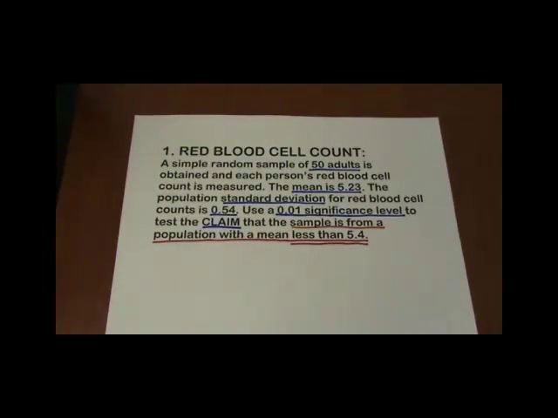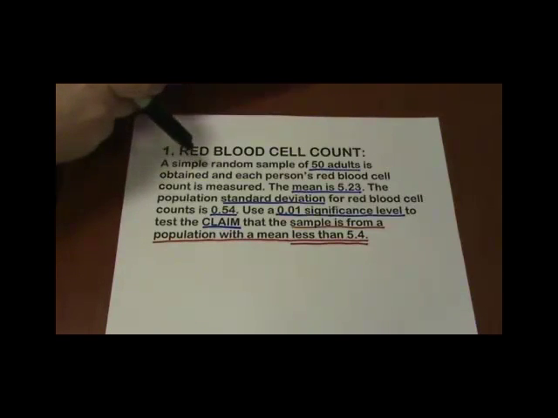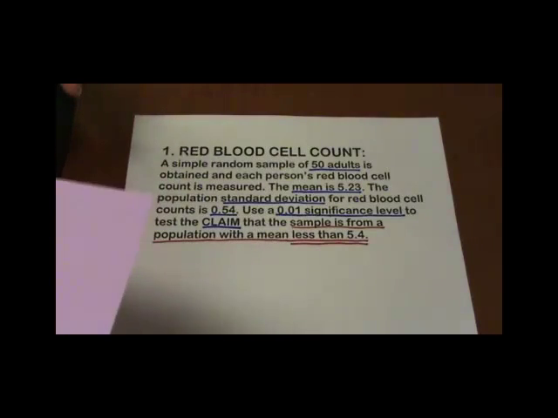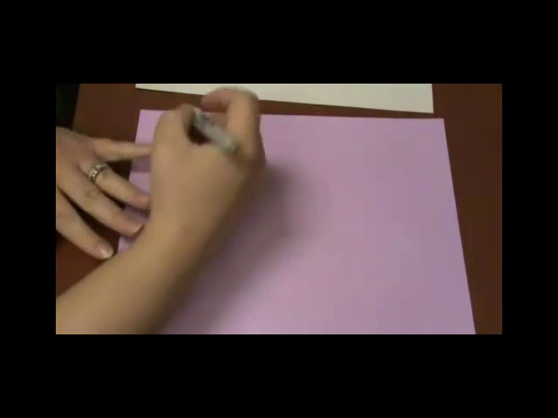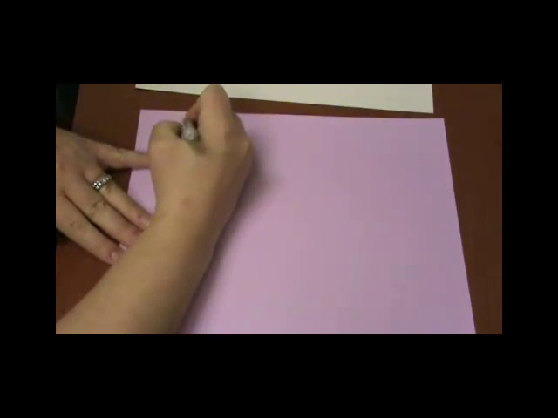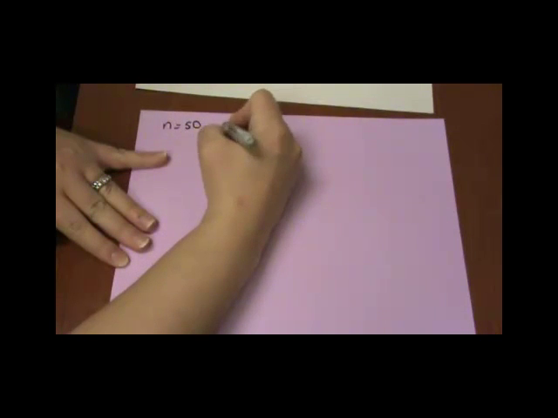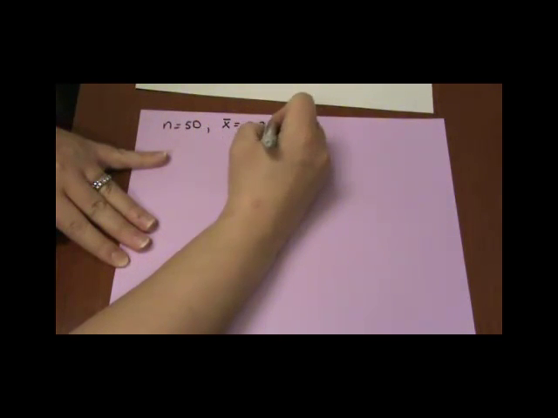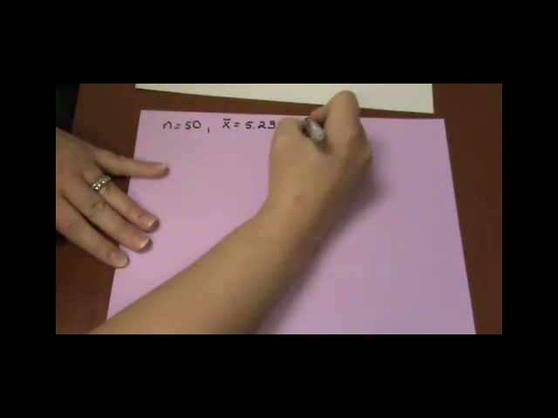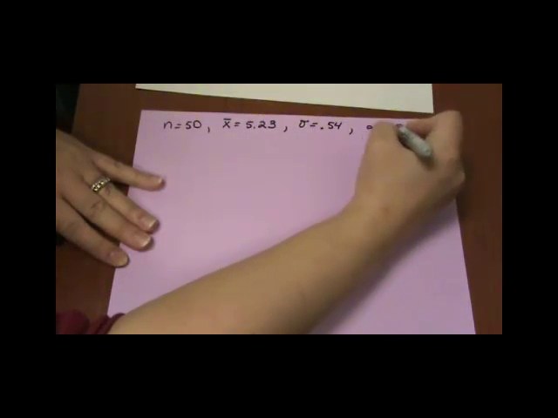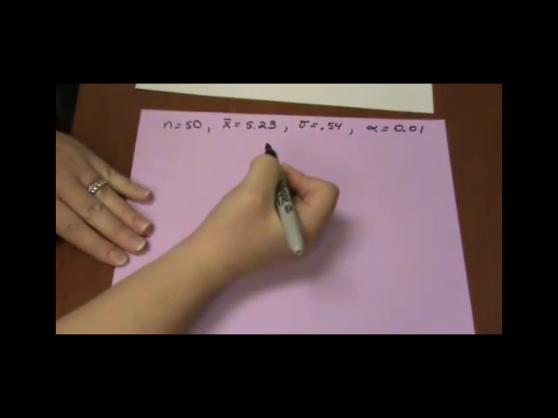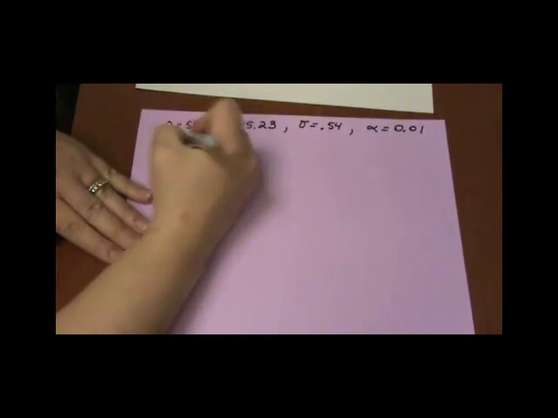All right, so we're going to work through the 5 steps. Since it's less than, this is called a left-tailed test. Very important. So what I'm going to do is summarize the information I have. First of all, I have n is 50. My mean of my sample is 5.23. Standard deviation is 0.54. Alpha is 0.01. And the mean of my population is 5.4. That's what's given in my claim.